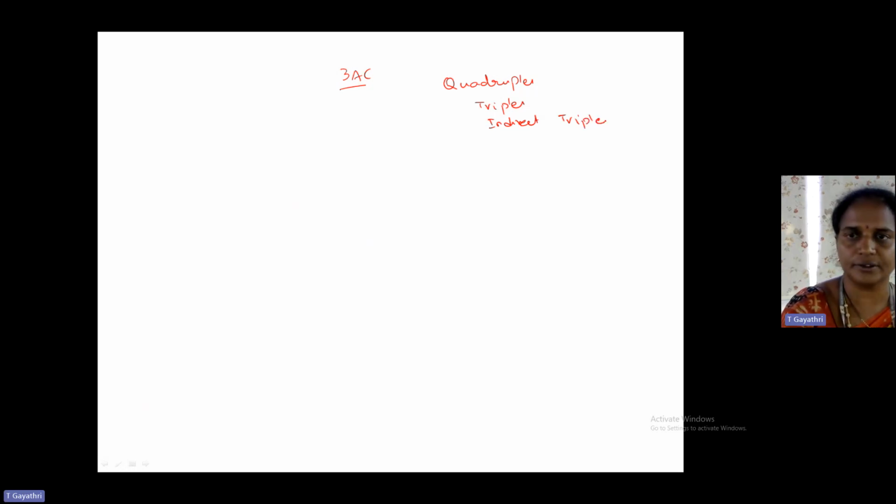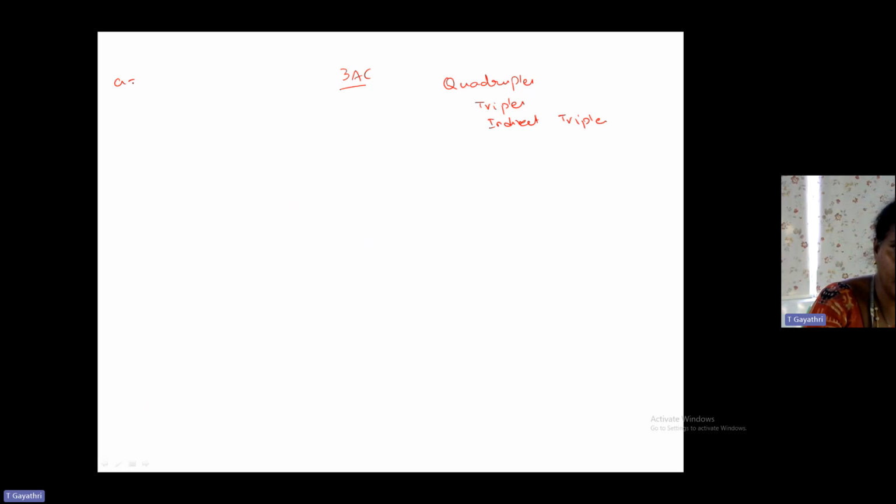The fourth type is three address code. Here three representations are there: quadruples, triples, and indirect triples. These are the three representations.